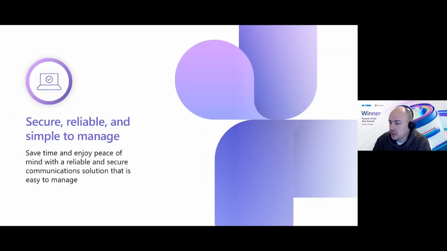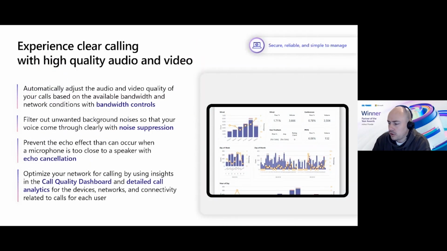Now, lastly, with Teams Phone, you can save time and enjoy peace of mind with a reliable and secure communication solution, which is easy to manage. So we're going to talk about security and reliability now. With Teams Phone, you can automatically adjust the audio and video quality of your calls based on the available bandwidth and network conditions. It uses advanced algorithms to reduce latency, jitter, and packet loss to enhance speech clarity. Your callers will experience reduced background noise using the built-in noise suppression, and it can also filter out unwanted sounds. You can also adjust the level of noise suppression according to your environment and situation.